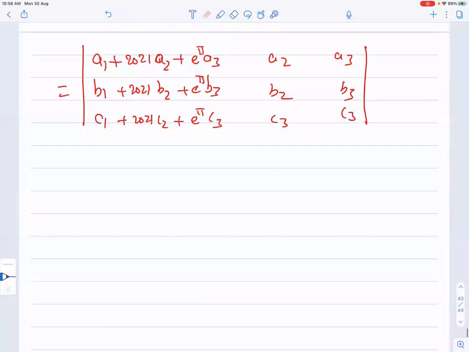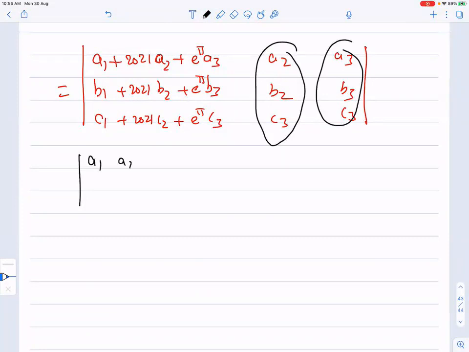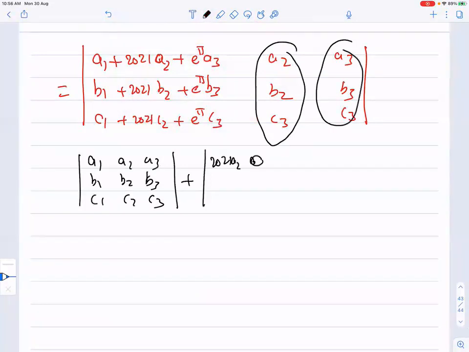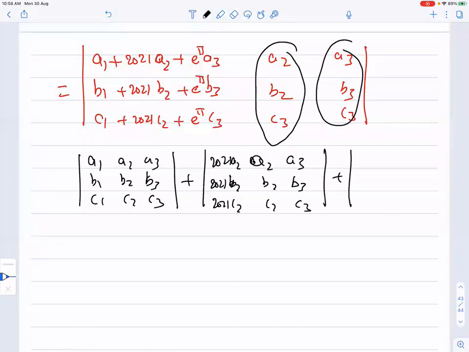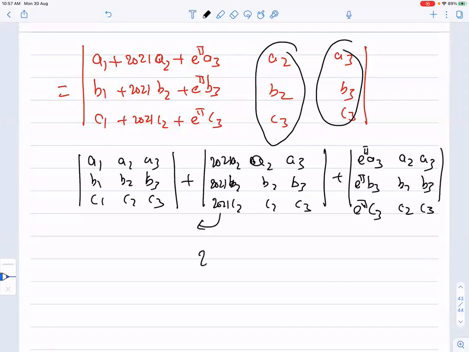See, the first column's original part is maintained, right? I'm going to break it into 3 determinants. First one is A1, A2, A3, B1, B2, B3, C1, C2, C3. Second one is 2021 times A2, A2, A3, 2021 times B2, B2, B3, 2021 times C2, C2, C3, plus e raised to pi times A3, A2, A3, e raised to pi times B3, B2, B3, e raised to pi times C3, C2, C3. Now think of it, I take 2021 common. What do I get? A2, A3, B2, B3, C2, C3. These two columns are the same.